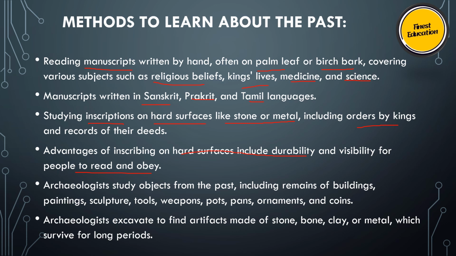The archaeologists used to learn about the past. So archaeology is a subject where we learn about the past things that people had left behind, and archaeologists are those people who learn about them. Things like remains of buildings, paintings, sculptures, tools, weapons, pots, pans, ornaments, and coins. Archaeologists used to excavate to find artifacts which were made of stone, bone, clay, and metals, and which used to survive for a longer duration.